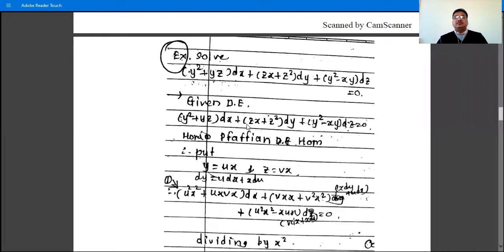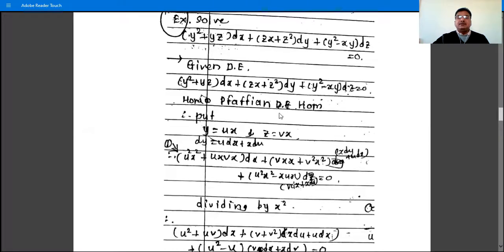Next example of homogeneous Pfaffian differential equation. Solve (y² + yz) dx + (zx + z²) dy + (y² − xy) dz = 0. If you observe the coefficients of dx, dy and dz, these are homogeneous functions of degree 2. This is a homogeneous function of degree 2. This is a homogeneous function of degree 2. This is a homogeneous function of degree 2, and therefore the given differential equation is a homogeneous Pfaffian differential equation.